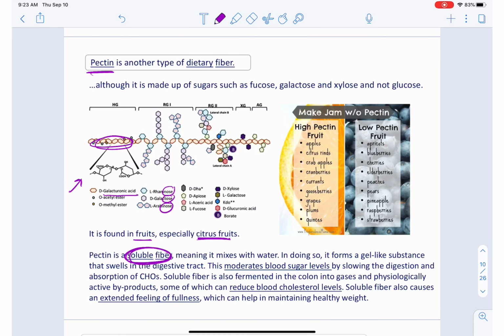And what that means is that it mixes with water. As soluble fiber like pectin is traveling down the digestive tract, it absorbs water and it swells. It forms a gel-like substance. And this has the benefit of moderating blood sugar levels. Okay? It slows the digestion and absorption of carbohydrates, and so you get a slower increase in blood sugar. It moderates blood sugar levels. Instead of having those big spikes, you have a slower absorption of sugar into the bloodstream.